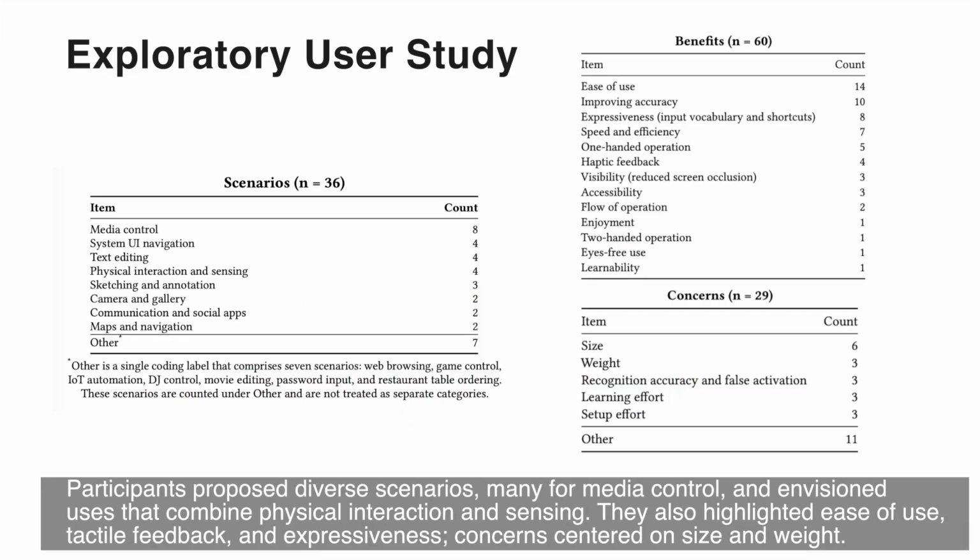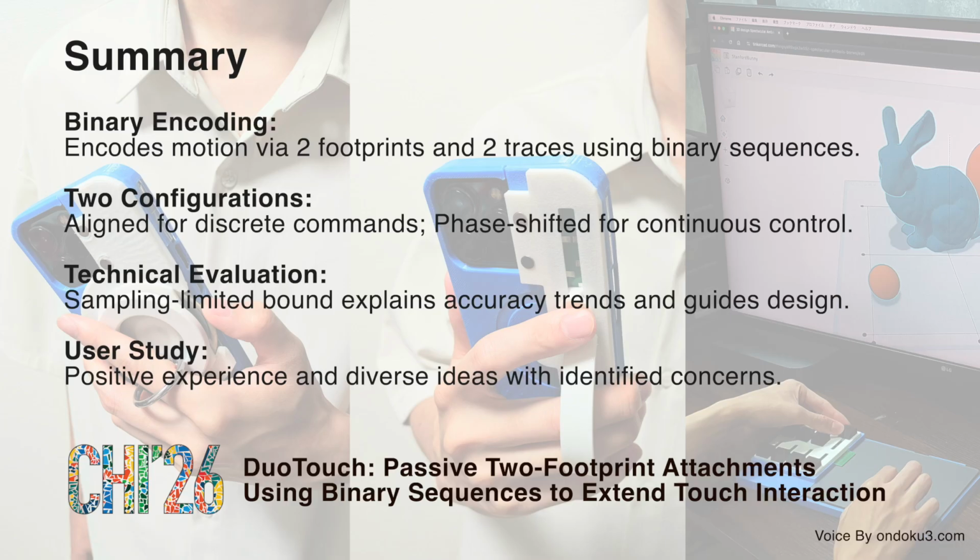Participants proposed diverse scenes, many for media control, and envisioned uses that combine physical interaction and sensing. They also highlighted ease of use, tactile feedback, and expressiveness, while concerns centered on size and weight. In summary, these are the key points of DuoTouch.